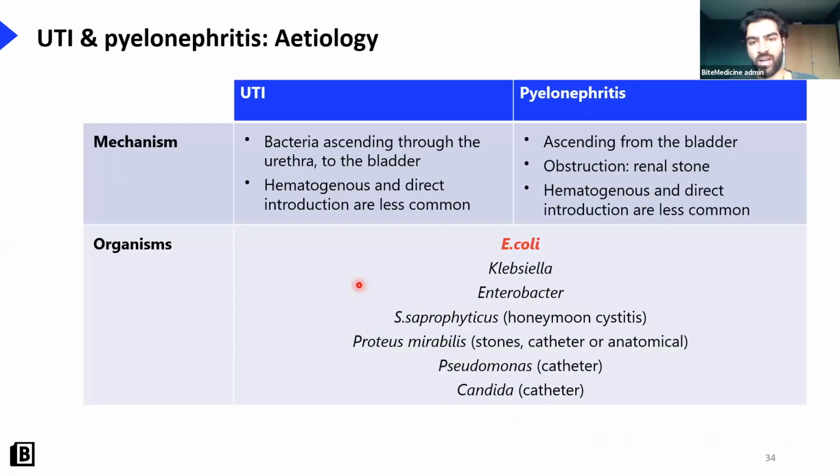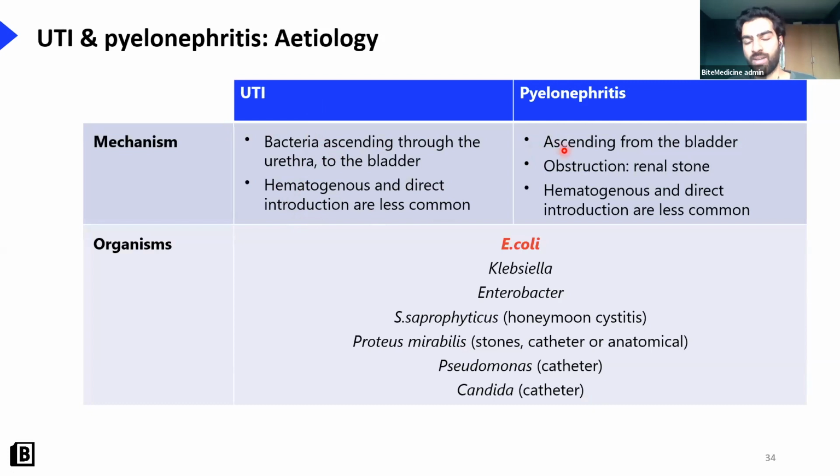So how does it occur? UTIs, it's simply bacteria ascending through the urethra to the bladder. That's the most common cause. Hematogenous spread, so bacteria in the blood then infiltrating the bladder, is rare. And direct introduction, i.e. through a catheter, again, that's less common. The most common cause is bacteria essentially climbing up the urethra into the bladder.